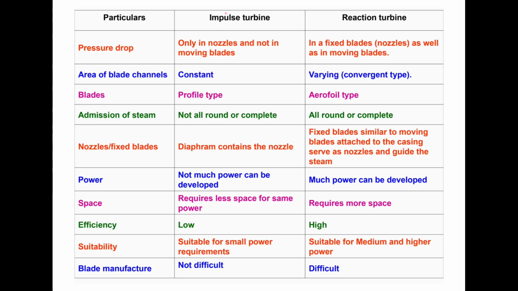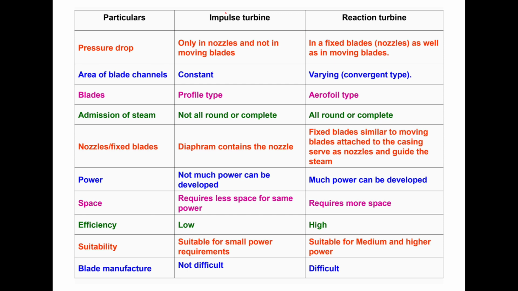This is the basic difference between impulse turbine and reaction turbine. In the impulse turbine, the pressure drop is only in the nozzle and not in the moving blades. In the reaction turbine, the pressure drop is in the fixed blade nozzle as well as in the moving blades. The area of the blade channels is constant in the impulse turbine. The blade profile type in the impulse turbine varies, but the reaction turbine blades are aerofoil type.